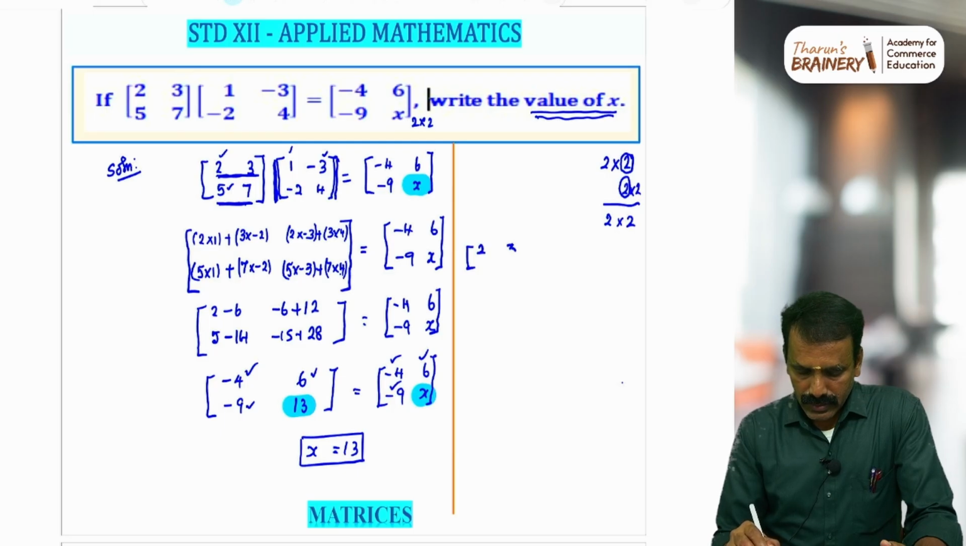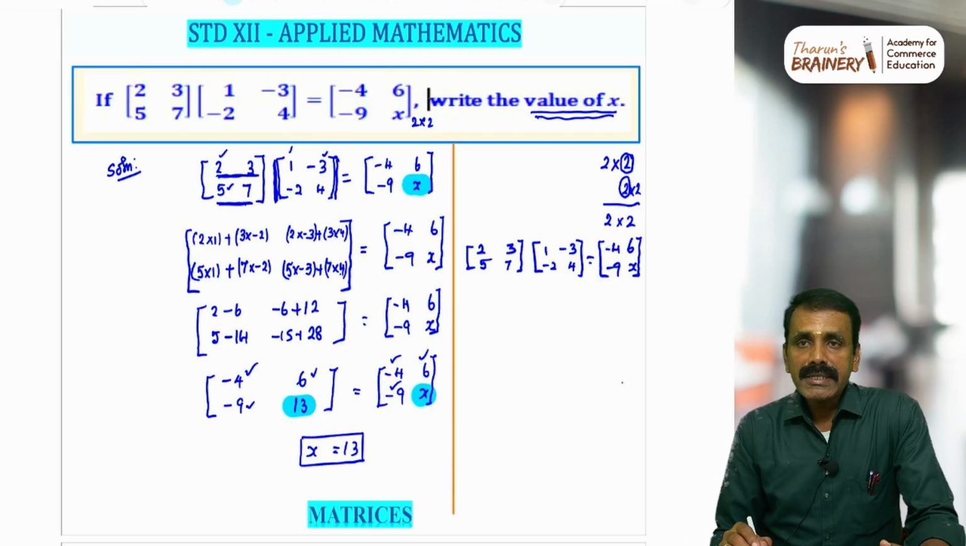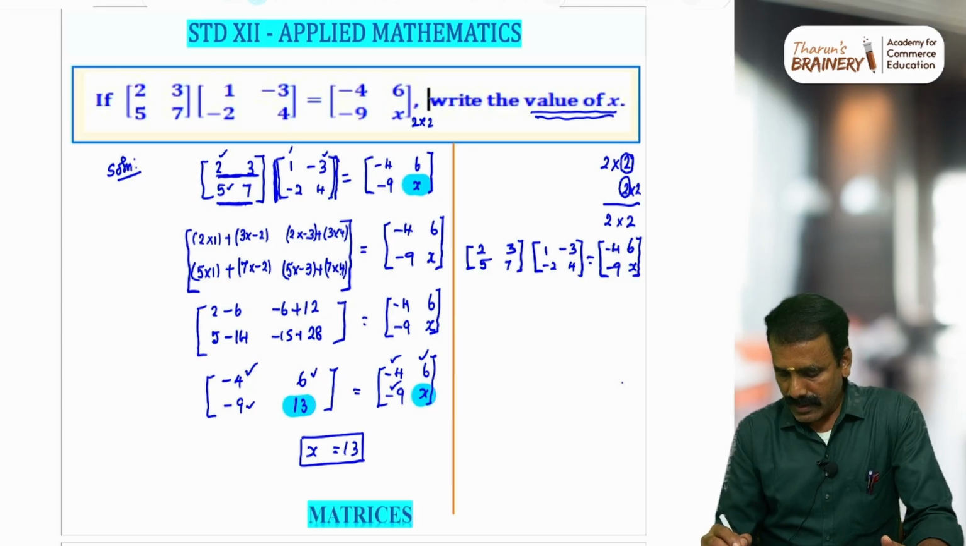So 2, 3, 5, 7, 1 minus 3 minus 2, 4 is equal to minus 4, 6 minus 9 x. Here we are going to find the product of two matrices. The answer is also given to us already. It is also a 2 by 2 matrix. Nothing wrong in it. But we are supposed to find the value for x.